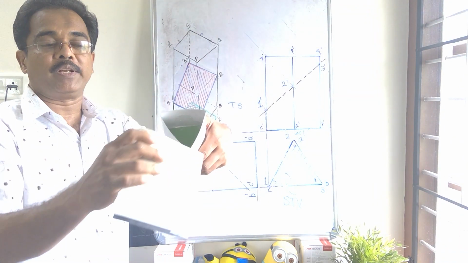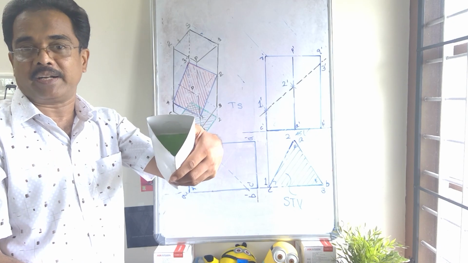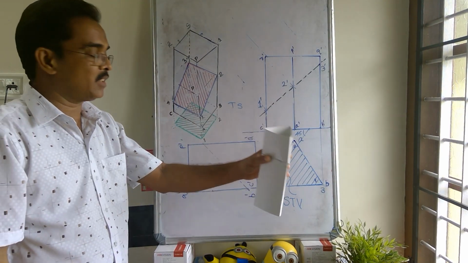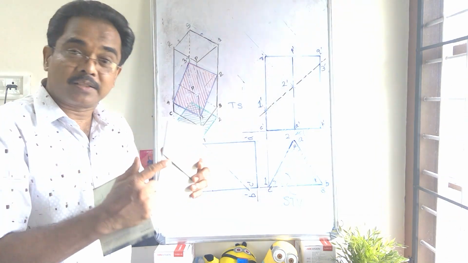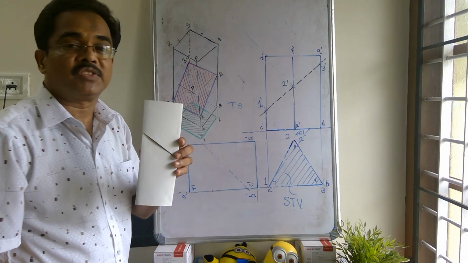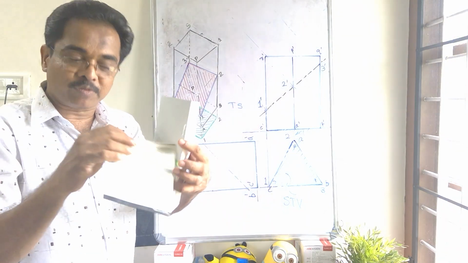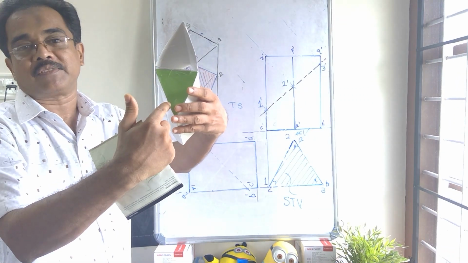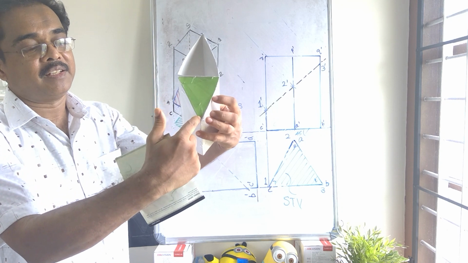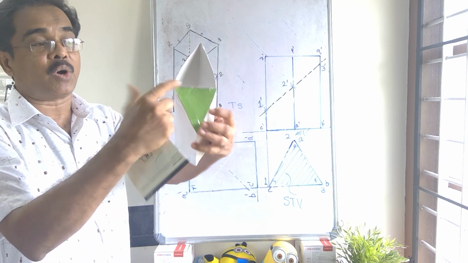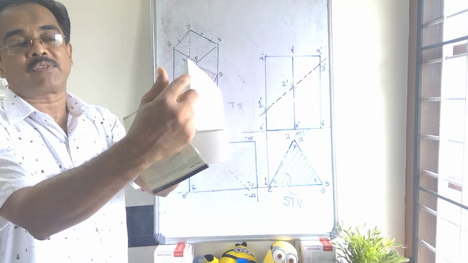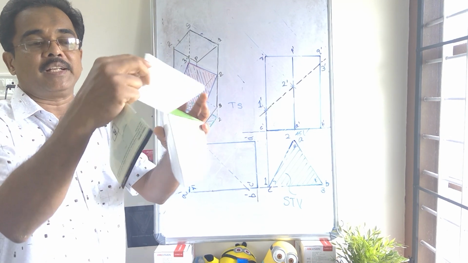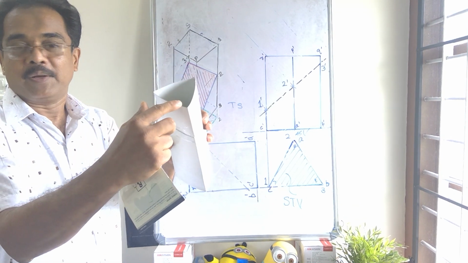The sectional top view will be a triangle. So what you are getting is the same base triangle as the sectional top view. But this is not the true shape of the section. In order to get the true shape of the section, you should look perpendicular to the cut surface. Now you can see the size of this triangle is not equal to the base triangle. Here the true shape is larger than that of the base triangle.